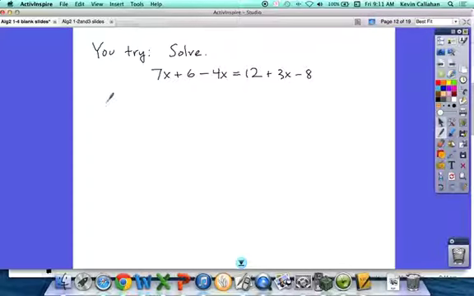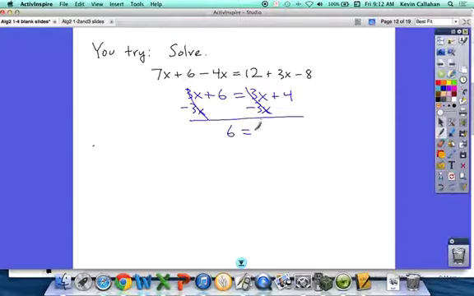If I follow my steps, I would first try to simplify both sides. 7x minus 4x is 3x plus 6. 3x, and then 12 minus 8 is 4. Then I try to get the variables on one side, but they're both the same size, right? They're both 3x. So in the step where I subtract 3x from both sides, I actually cancel all the variables, right? Cancel, 6 equals 4.